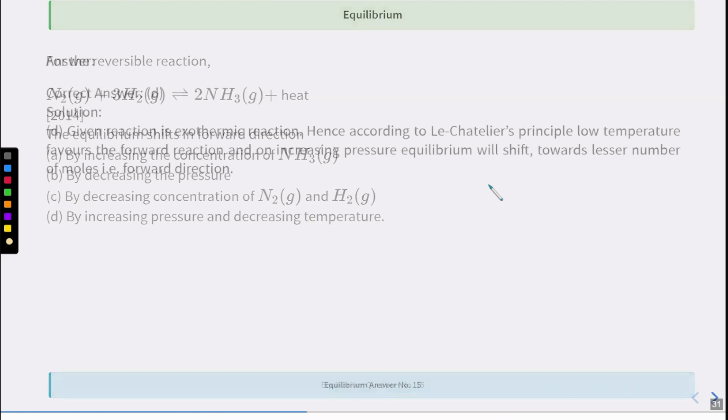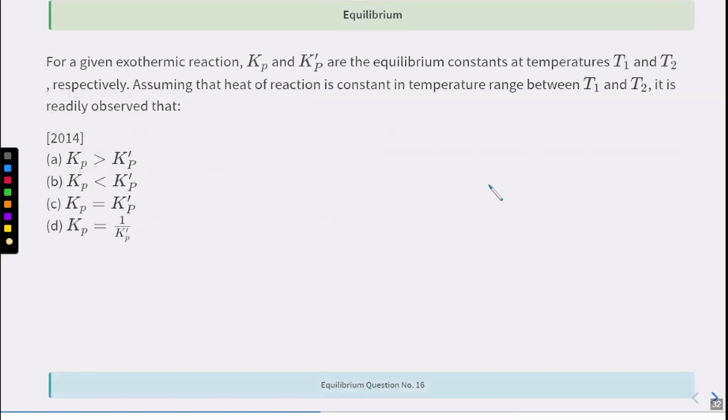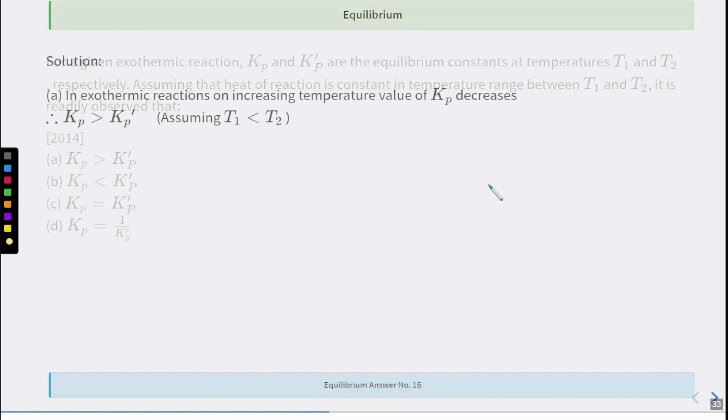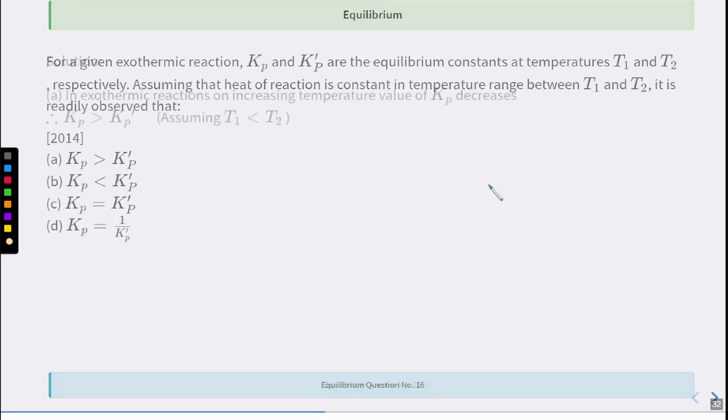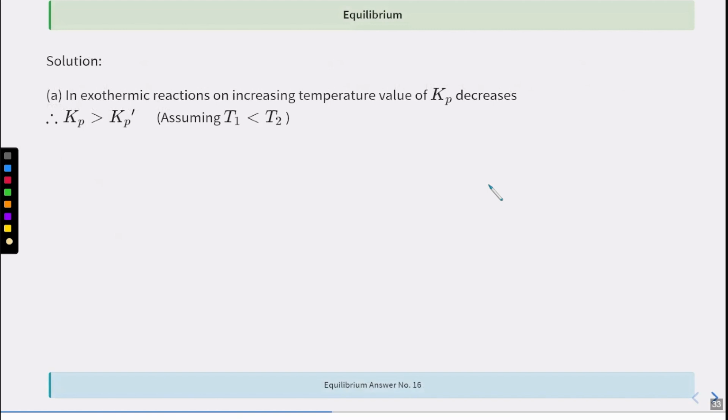Now, given an exothermic reaction, Kp and Kp dash are equilibrium constants at temperatures T1 and T2 respectively. Assuming the heat of the reaction is constant in the temperature range, we have to check how the Kp's compare. Let's read this one thing, then I'll explain what's happening. In an exothermic reaction, on increasing temperature, the value of Kp decreases.